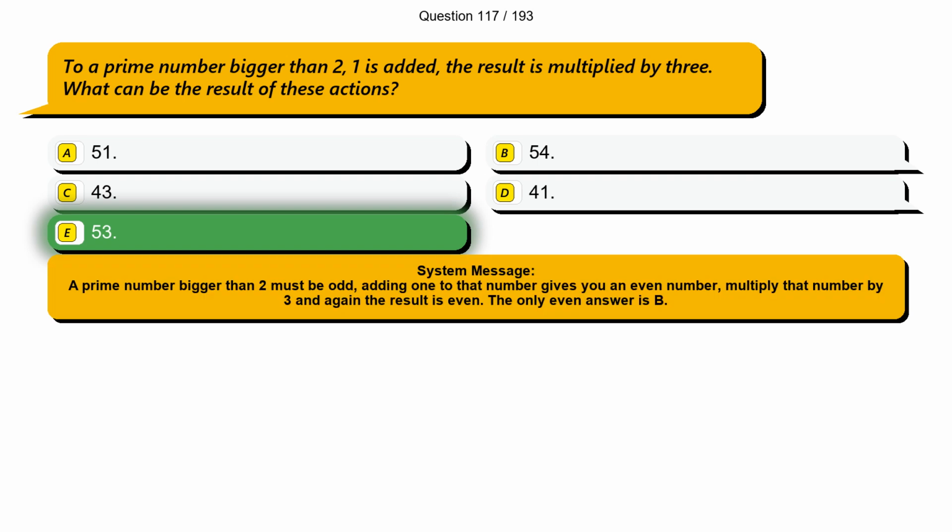A prime number bigger than 2 must be odd. Adding 1 to that number gives you an even number, multiply that number by 3 and again the result is even. The only even answer is B.